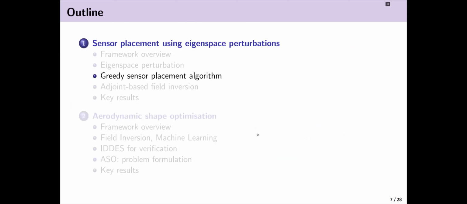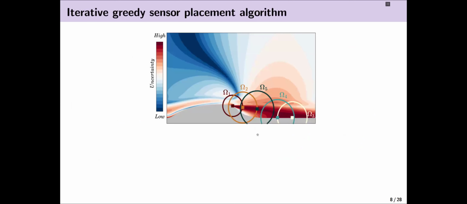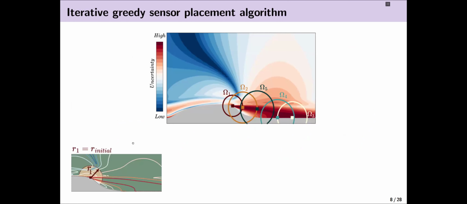So how do we place sensors? We've come up with this iterative greedy sensor placement algorithm, which is very simple. We start with placing a sensor in the cell with the highest variance. So we place our sensor, and then we don't want all the sensors to go right next to the same cell, because we're kind of covering that region, and otherwise all the sensors would just go there.